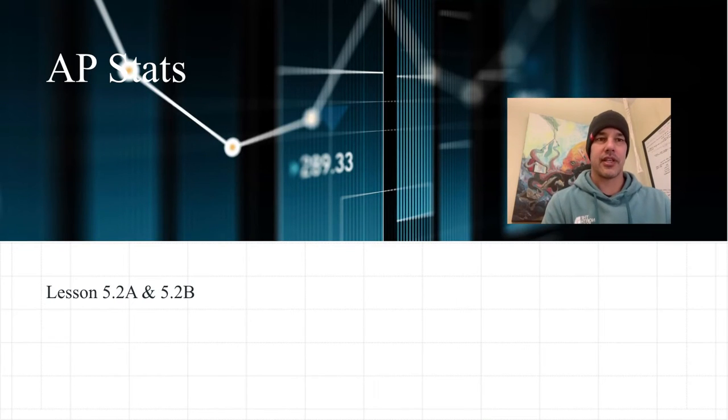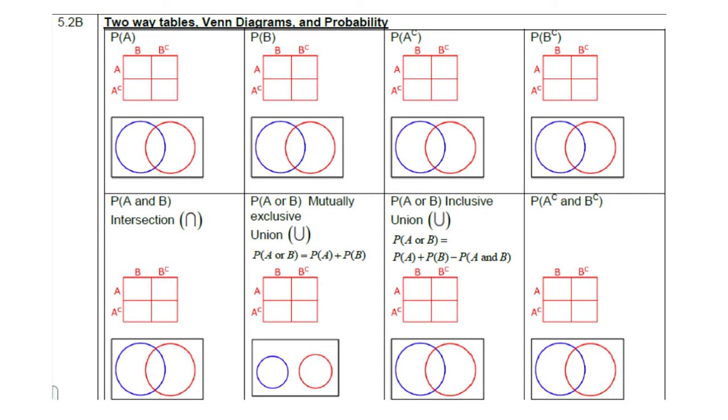Okay, AP Statistics. We're doing lesson 5.2 today, probability rules. Let's get into it. Now we're going to look at two-way tables, Venn diagrams, and how they relate to probability, looking at the ideas in the notation here, like the words in the notation and symbols.